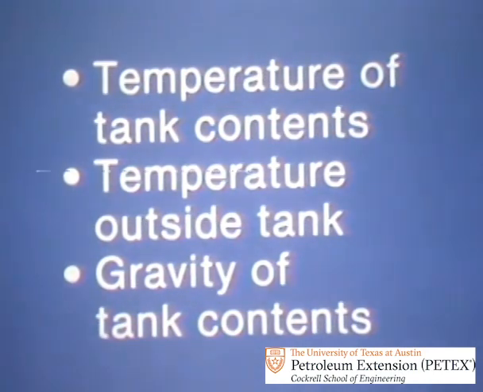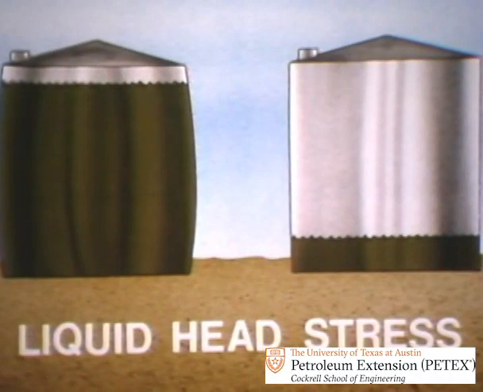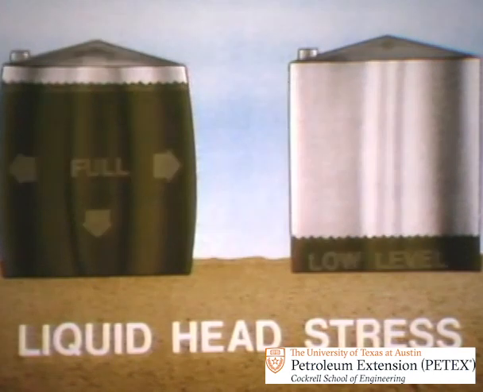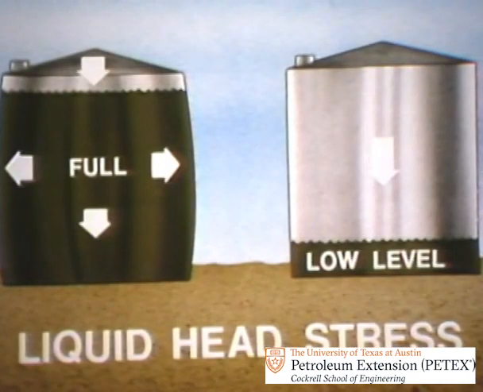To explain, on large tanks, the shell expands and contracts with changes in liquid height. This is called liquid head stress. Now, as liquid moves in and out of the tank, the liquid head stress changes accordingly. The stress change must be taken into account when tank capacity tables are computed. Otherwise, the table won't be accurate at all liquid levels.